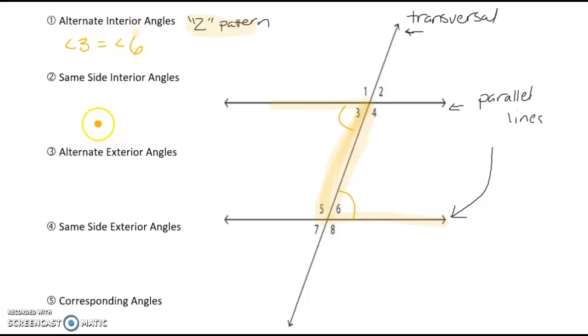You could also do a backwards Z pattern. So you go the other way, and it would mean that angle 4 equals angle 5. Angle 4 equals angle 5 if you did it backwards. And I'll just show you this way. Here, here, here. So angle 5 and angle 4.